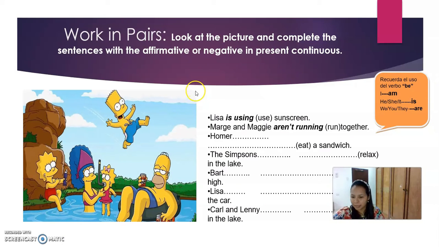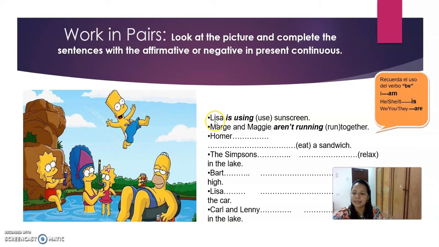After the explanations, of course, I ask if everybody figured out the explanation, if anyone has doubts. And after solving these doubts, I can continue with the class and I suggest a work in pairs. Okay, here you can see a picture about Simpson's family and the activity 6. Look at the picture and complete the sentences with the affirmative or negative in present continuous. Here we have an example. It says Lisa. Here we have a verb in brackets, the verb use, and the complement is sunscreen. I have to complete these sentences writing the verb to be and the ing verb.